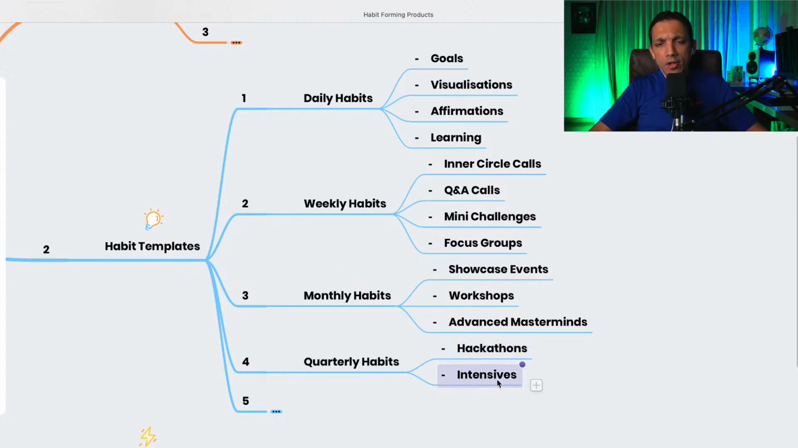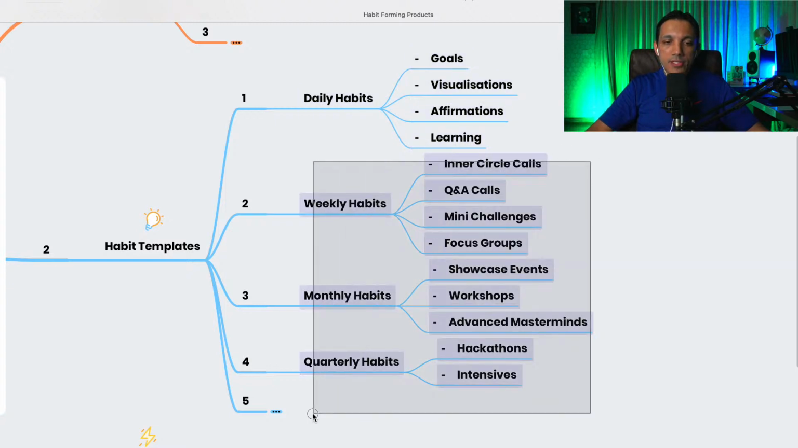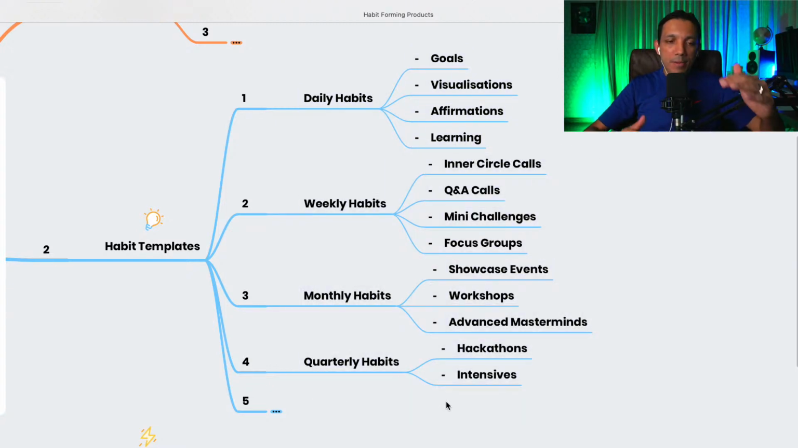And then every quarter, I also do intensives. So I do like a 2-day intensive boot camp for all my paid members of the community, only for them, with small groups of people. And that's also a habit that has been installed into the overall community. So you can have individual habits, you can have community habits. And because I've installed it in such a way where it's all cyclical in nature, the results are getting better and better every single day.